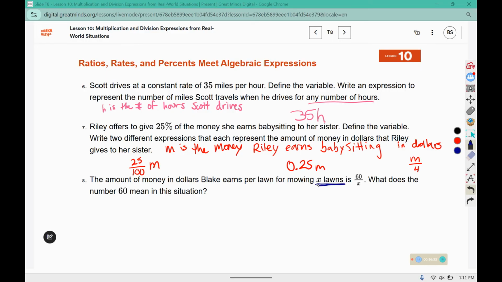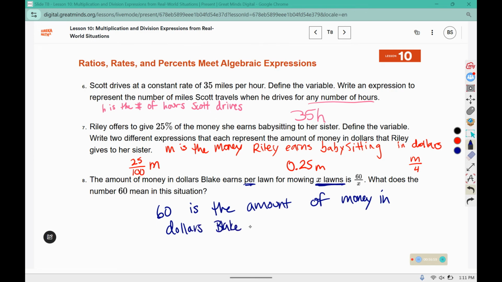Well, X is the number of lawns, and we're trying to think about how much money he earns per lawn, so that would be the money per lawn. So 60 is the amount of money in dollars Blake earns for mowing a total of X lawns.